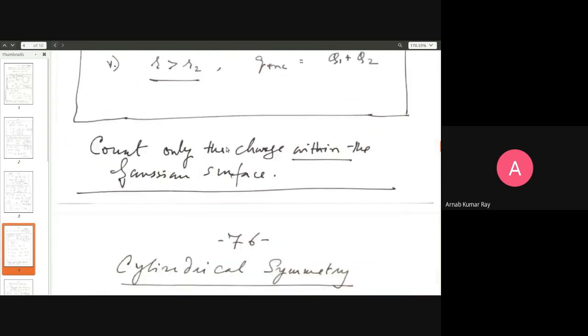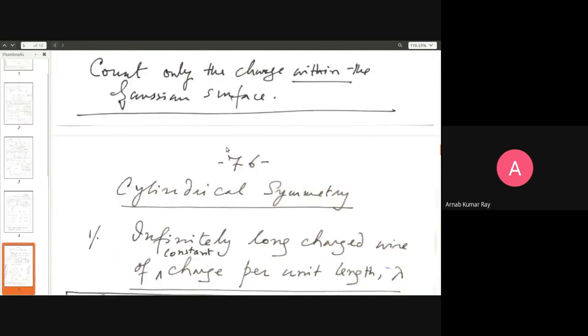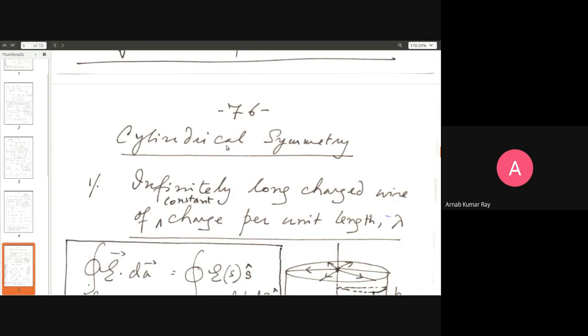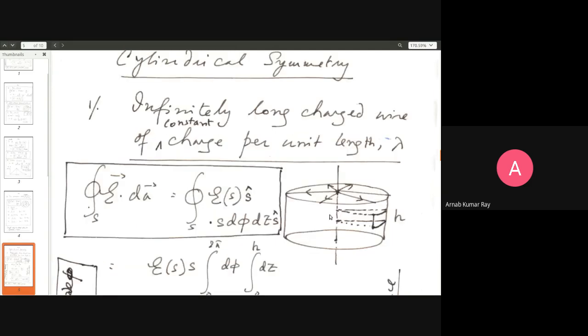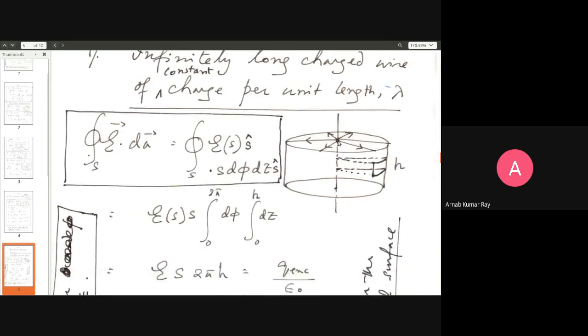Okay, so we have discussed some simple cases of spherical symmetry. Now we shall take up the discussion on cylindrical symmetry. Let's see. The first thing that we shall take up is of an infinitely long charged wire of constant charge per unit length lambda. So here you have a wire. Charges of the same sign, let's say positive charges, are made to sit on this wire. The charges are not moving. If they were, then you would have had a current. But we are not talking about a current right now. It's just a wire full of charges.